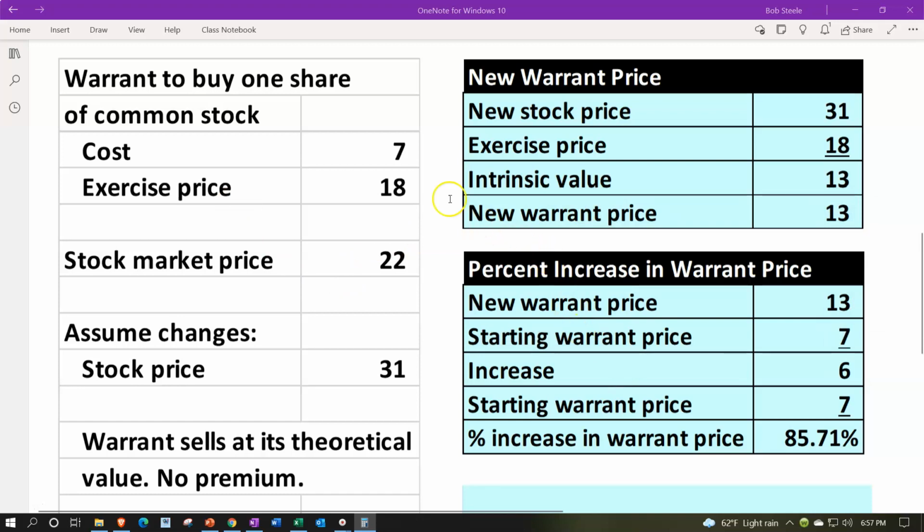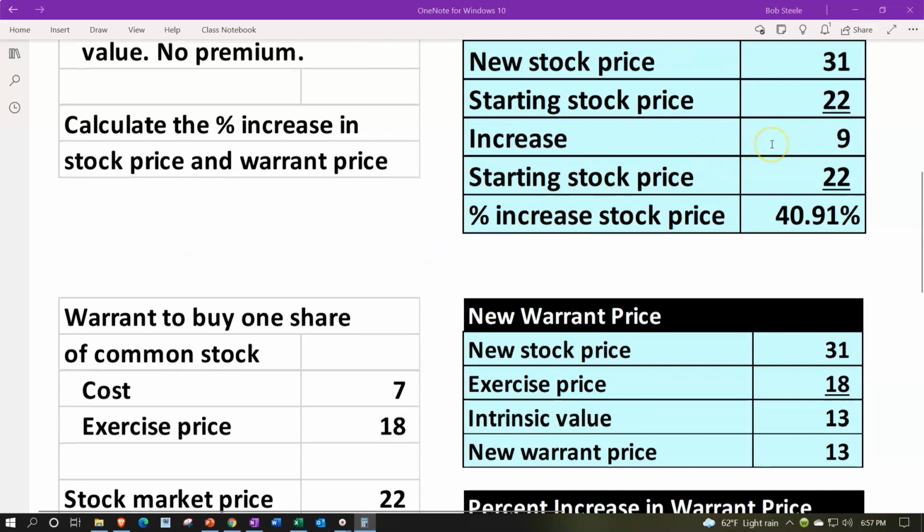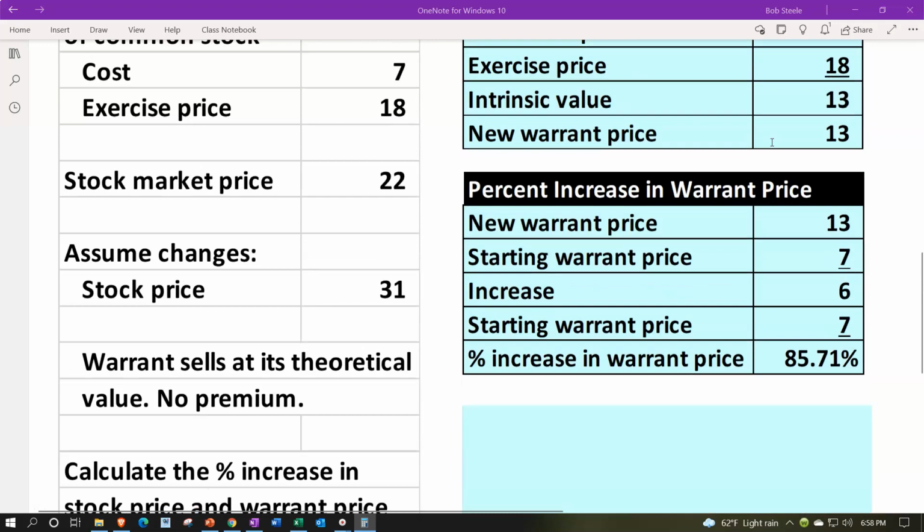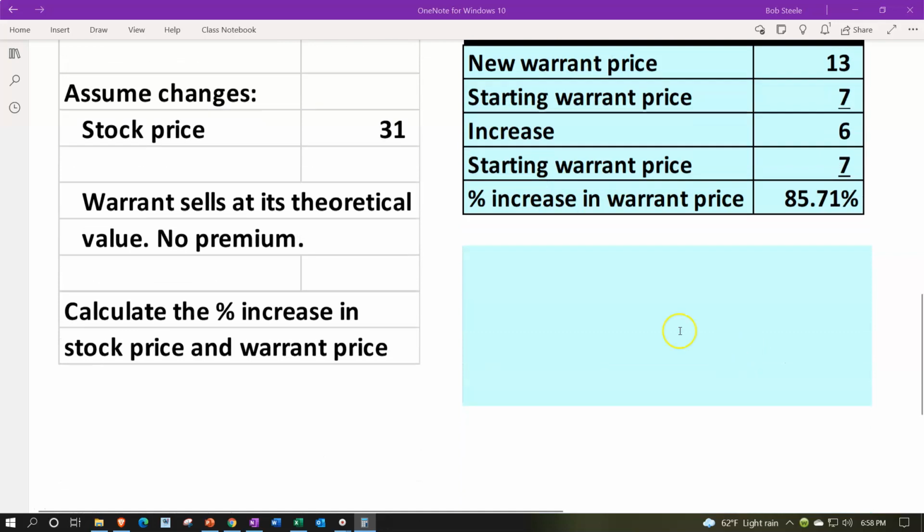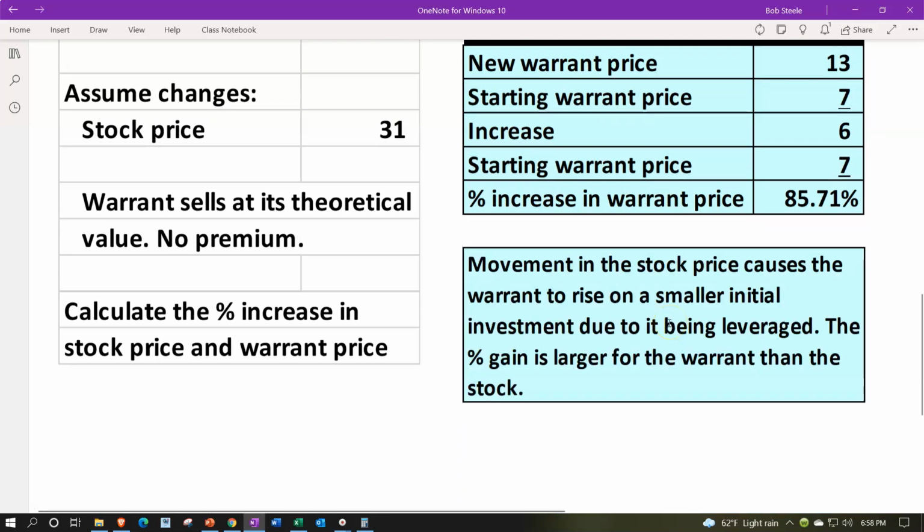But just note, if we bought one warrant, we only invested 7 versus the stock, where we would have invested the 22. Then, of course, the stock would have a bigger dollar gain here. But as the stock price went up, the warrant has the bigger percentage gain, given the fact that you're comparing to a smaller investment price. And that's due to a leveraging factor that takes place with regards to the warrant. So the movement in the stock price causes the warrant to rise on a smaller initial investment. The initial investment was smaller due to it being leveraged. The percent gain is larger for the warrant than the stock.